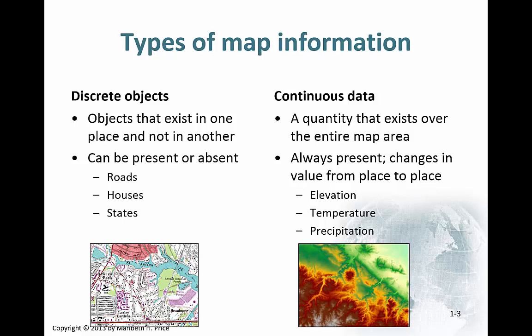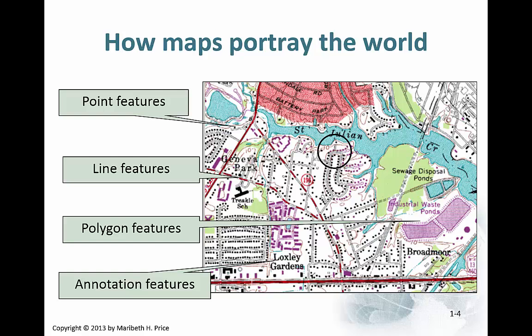Continuous data exists over the entire map. It's always present and changes from place to place. Elevation, temperature, and precipitation levels are examples of continuous data. Maps use different types of features to represent the world around us. Roads are best illustrated using line features, while ponds and forests are better shown using polygon features.